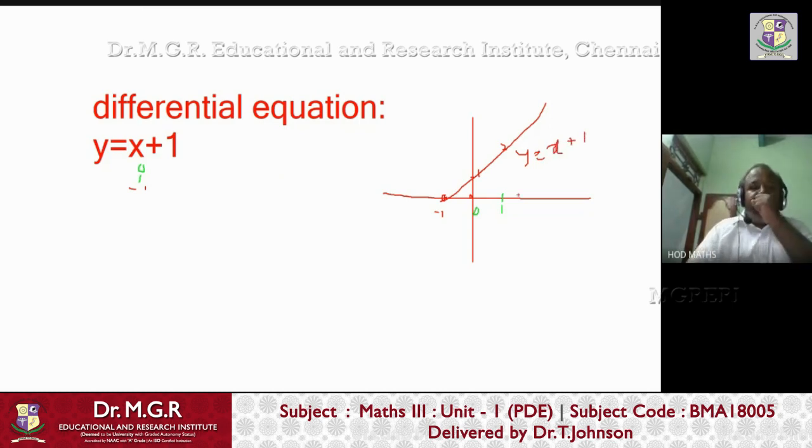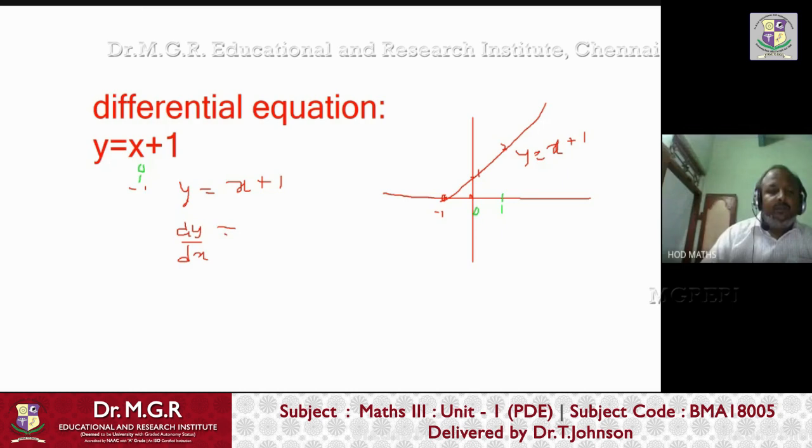Now I can form a differential equation from this ordinary equation. How? Very simple. You have to do the differentiation. If I differentiate y equals x plus 1, what do we get? dy by dx, the differentiation of y with respect to x, is equal to the differentiation of x with respect to x, which is 1, plus the differentiation of a constant, which is 0. So dy by dx is equal to 1.